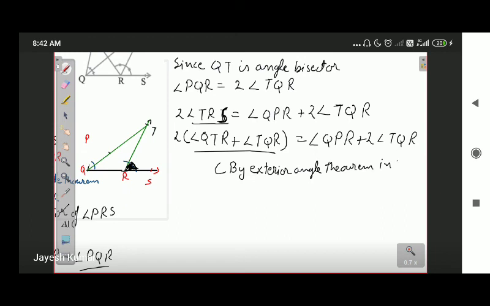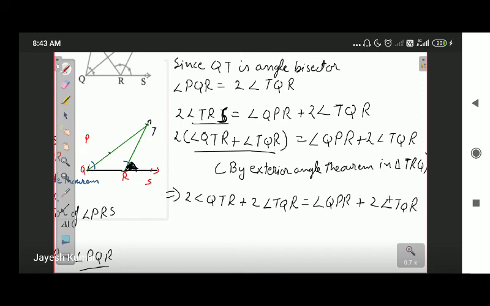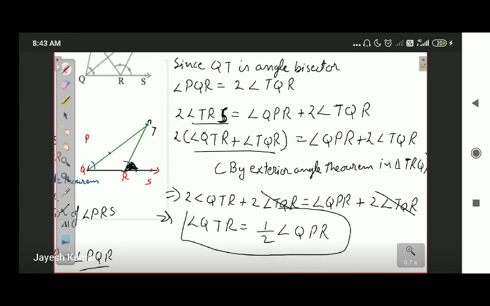In triangle TRQ, we have applied the exterior angle theorem. Now we just simplify it. Twice of angle QTR plus twice of angle TQR is equal to angle QPR plus twice of angle TQR. TQR and TQR cancel out. You shift 2 to that side. Angle QTR should be equal to half of angle QPR. That was what was required of us.